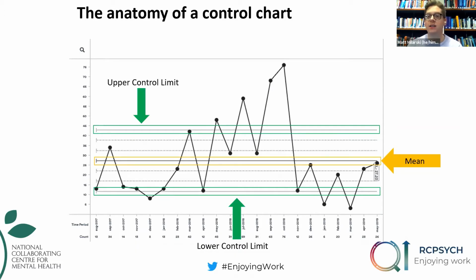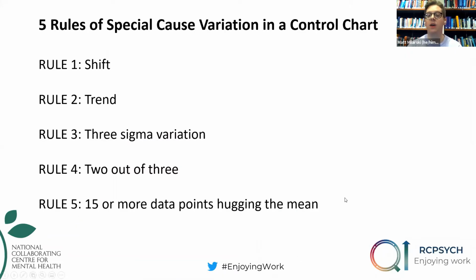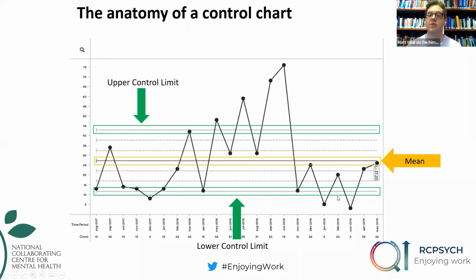So on the horizontal axis, the x-axis, you have data in some sort of chronological order. It might be monthly, but in the case of the Enduring Work Collaborative, it's weekly. And then on the vertical axis, the y-axis, you have the measure of interest. In the case of our collaborative, that is the percentage. So for example, for the outcome measure to do with burnout, it's the percentage of people who reported no symptoms of burnout. Through the middle of the chart, you can see the mean, also known as the average.